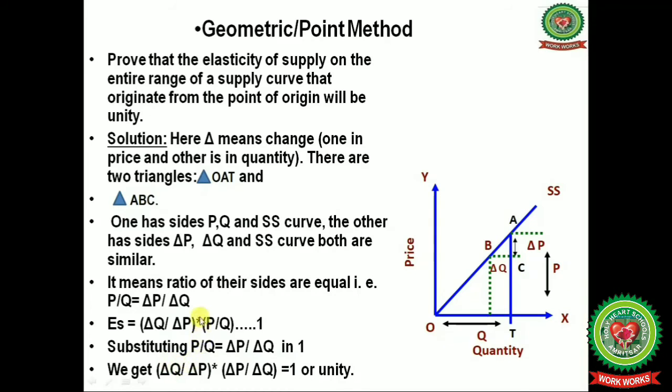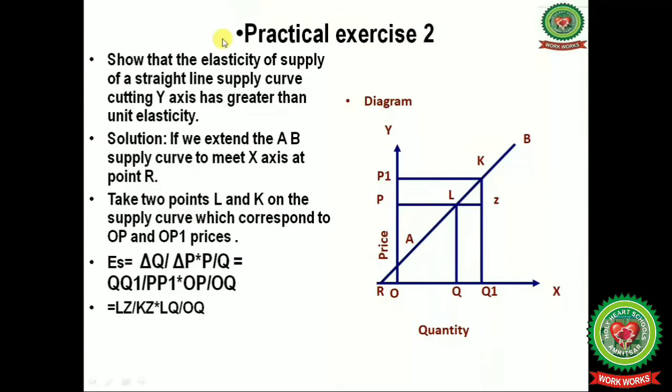In the same way, if you change the delta Q upon delta P, again you will get 1. So this proves that the elasticity of supply on the entire range of a supply curve that originates from the point of origin will be unity. Next one is, show that the elasticity of supply of a straight line supply curve that is cutting the y axis has greater than unit elasticity.